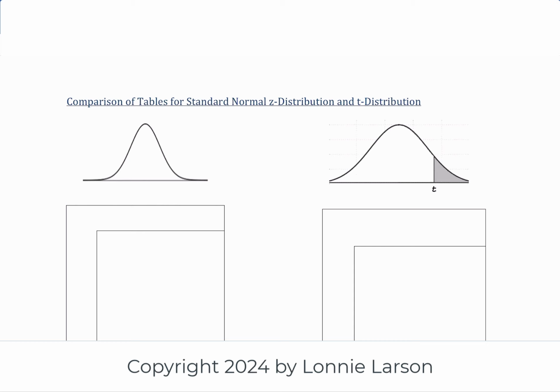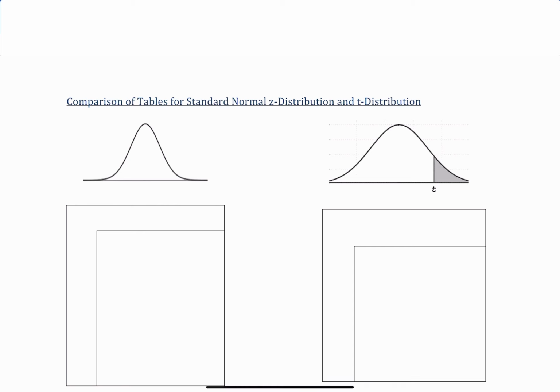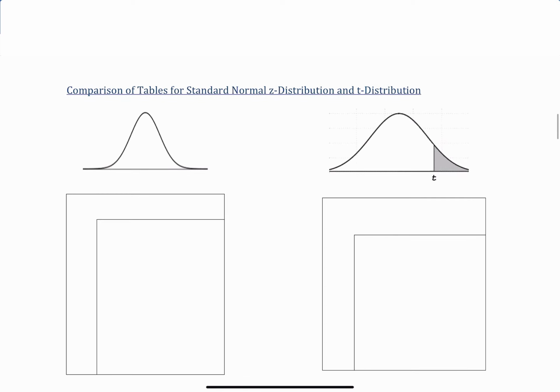Let's look now at how the t-distribution tables work. Unfortunately, they're quite a bit different than how z-tables work, so I'm going to start out by comparing the two. On the left, we have a standard normal z-curve. And as you'll recall, the way the z-tables work is they give you the area to the left of a z-value.